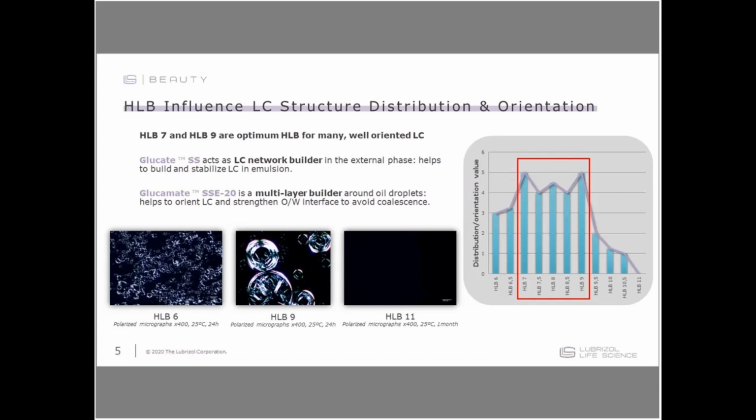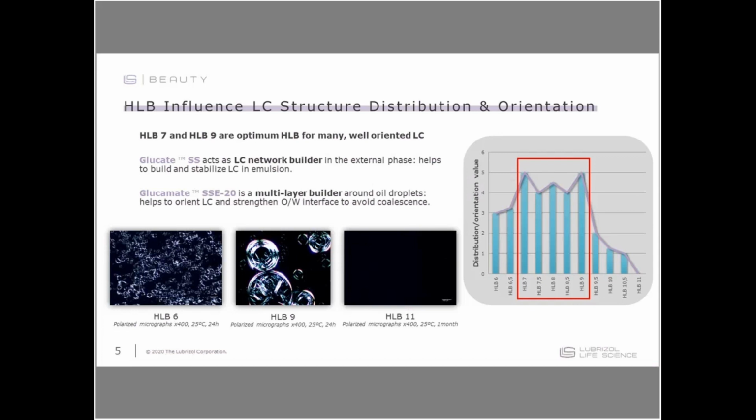The HLB value influences the liquid crystal structure distribution and orientation. We found that an HLB value between 7 and 9 is optimum. When we looked across a range of HLB from 6 to 11, as seen in the graph on the right side of the screen, the ideal range for many well-oriented liquid crystals is between 7 and 9.